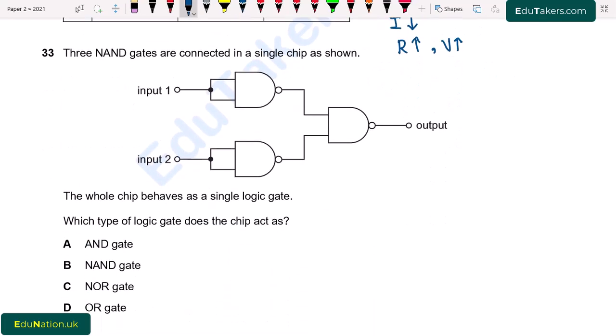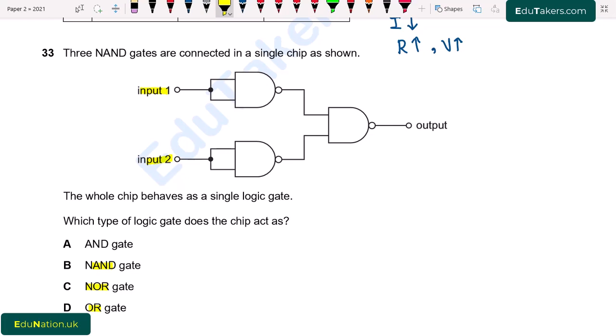Question number 33. This MCQ is actually related to logic gates. So we have 3 NAND gates connected in a single chip as shown. Here are 2 inputs, A and B, and a single output. The whole chip behaves as a single logic gate. Which type of logic gate does the chip act as? MCQs: A, AND gate, NAND gate, NOR gate, OR gate.